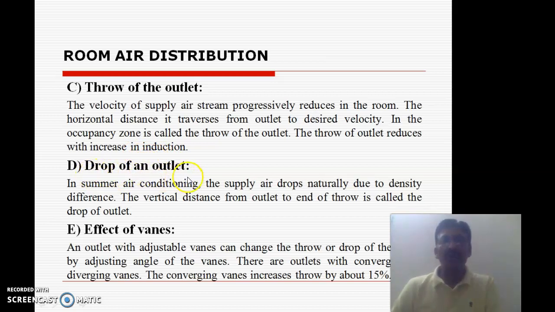Next one is drop of an outlet. In summer air conditioning, the supply air drops naturally due to density difference. The vertical distance from the outlet to the end of throw is called the drop of the outlet. Then the next one is the effect of vents. An outlet with adjustable vents can change the throw or drop of the outlet by adjusting the angle of the vents. There are outlets with converging or diverging vents. The converging vents increase throw by about 15%.